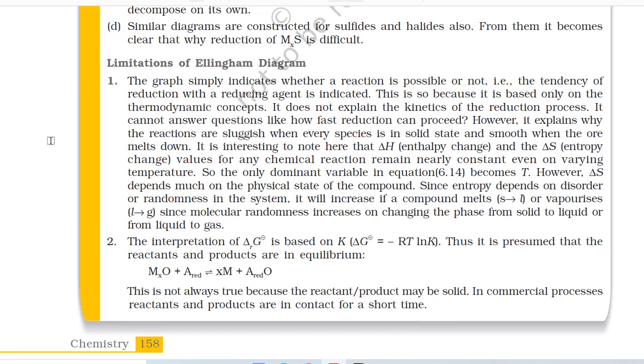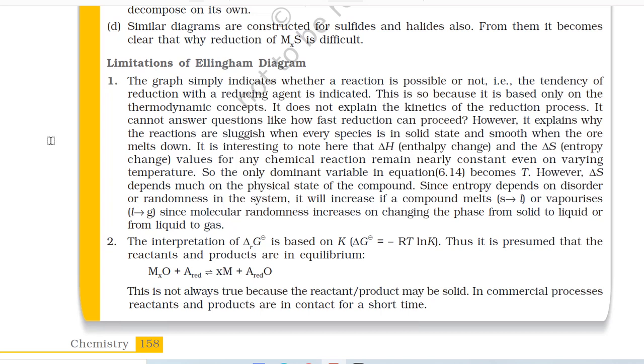However, it explains why the reactions are sluggish when every species is in solid state and smooth when the ore melts down. It is interesting to note here that ΔH, the enthalpy change, and ΔS, the entropy change, values for any chemical reaction remain nearly constant even on varying temperature. So the only dominant variable in equation 6.14 becomes temperature. However, ΔS depends much on the physical state of the compound. Since entropy depends on disorder or randomness in the system, it will increase if a compound melts, that is, solid to liquid, or vaporizes, that is, liquid to gas, since molecular randomness increases on changing the phase from solid to liquid or from liquid to gas.